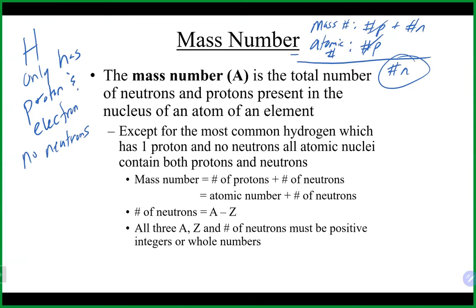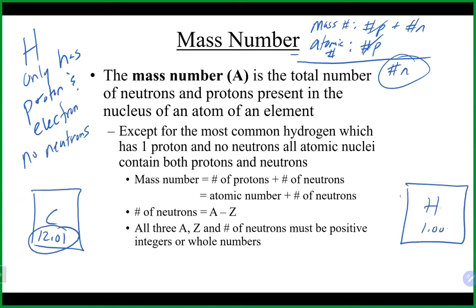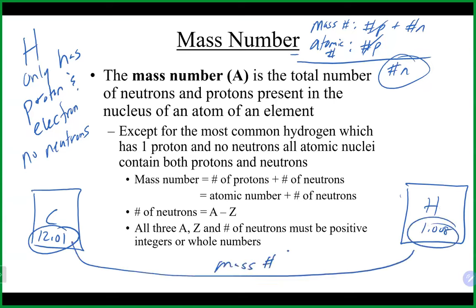The mass number, the atomic number, the number of protons, electrons, and neutrons, they all should be positive whole numbers. So that's a really important thing to remember, more so the whole number part of it. So that brings up the question of, if I look at my periodic table and the number on the bottom, are these the mass numbers? They are not the mass numbers, right?